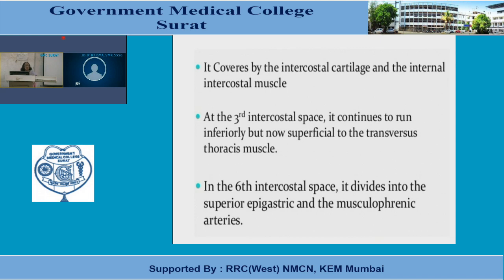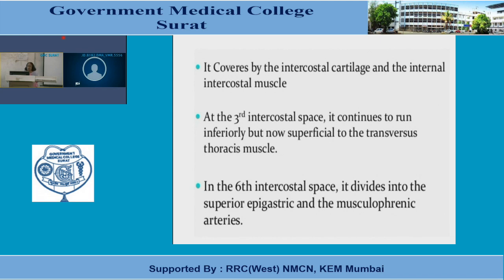So the intercostal space, which is the gap filled up by the intercostal muscles: number one, external intercostal; number two, internal intercostal; number three is the transversus thoracis muscle. Now the internal thoracic artery runs downward, making entry into the thoracic wall here. So at the third intercostal space, it continues to run inferiorly but now superficial to which muscle? Transversus thoracis muscle. Now in the sixth intercostal space, it divides into two terminal branches.